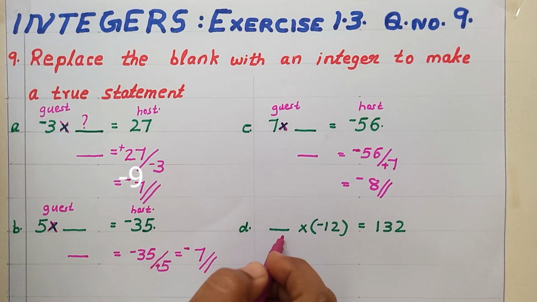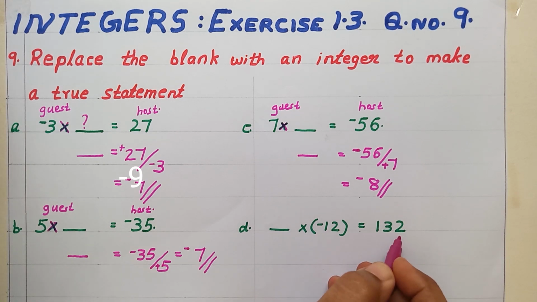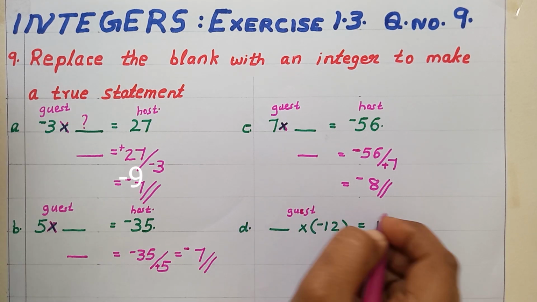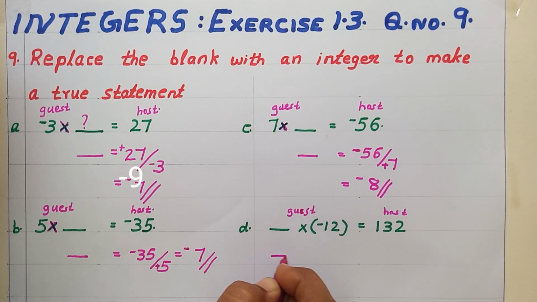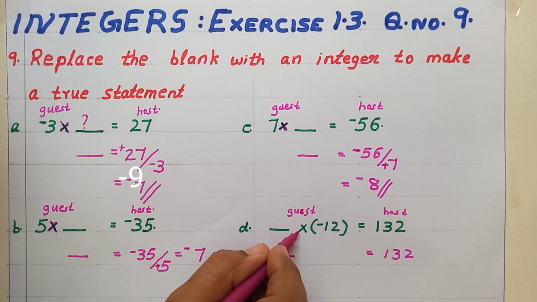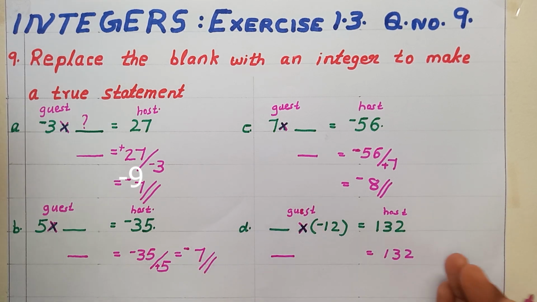Question number D. Blank into minus 12 equal to 132. This is guest side and this is host. Just keep the blank as it is equal to and just write down 132, and in between these two numbers you can see the operation multiplication. While we are taking this minus 12 to the other side, it will change into division.